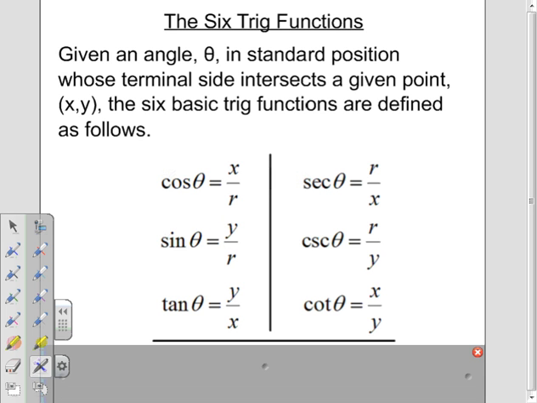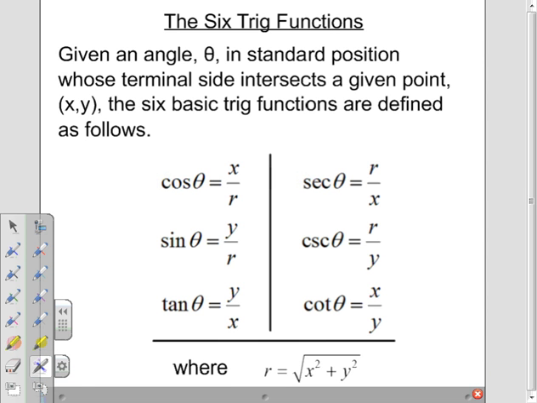And obviously we say there's a given point called xy, x comma y, and a lot of x and y is going on in this chart, but then where's r? Well, r comes from this formula here that I've saved till the end, which is r equals the square root of x squared plus y squared. Okay, so where do these definitions come from?